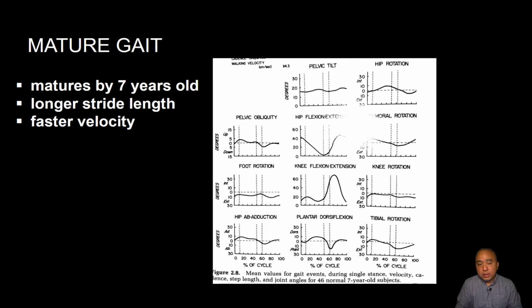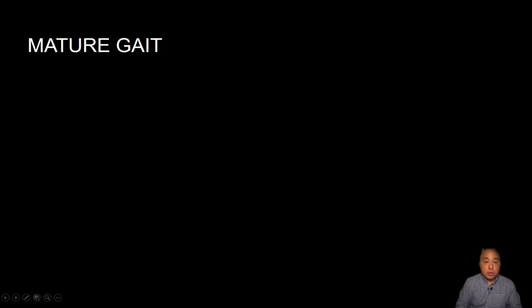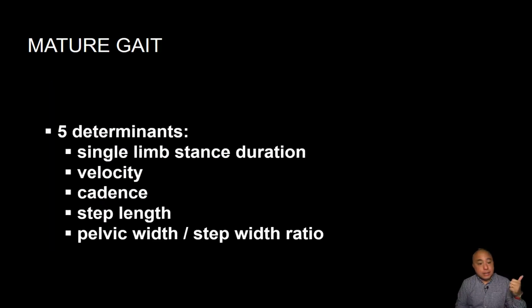So longer stride length, as I mentioned earlier, and faster mature velocity. So the 5 determinants of mature gait. Number 1, single limb stance duration. How long that duration is changes over time as a child goes from the 1st year walking to the 4th year walking. Velocity, cadence, and step length are obviously all related to each other because cadence and step length determine how fast they walk ultimately. So that all increases as a person develops mature gait.